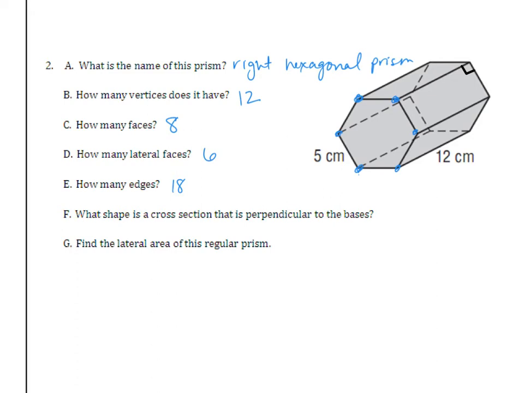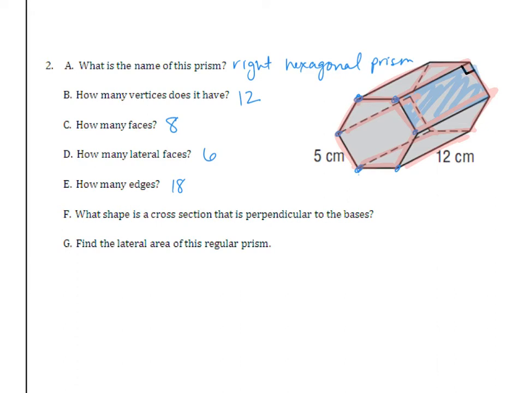Remember, the lateral faces are like the sides, like this rectangle right here is a lateral face. There'd be 6 of those. How many edges? Well, there's 18. There's 1, 2, 3, 4, 5, 6, 7, 8, 9, 10, 11, 12, 13, 14, 15, 16, 17, 18.